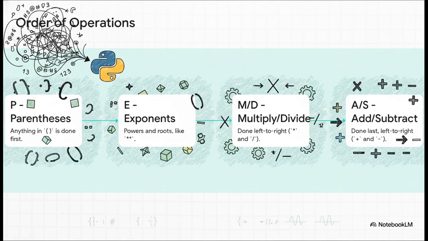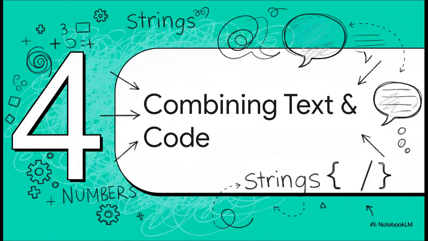But hold on. What happens when you've got a big, messy equation with all of these mixed together? How does Python know what to do first? Well, good news. It uses the exact same rule you probably learned back in math class. PEMDAS. It always does parentheses first, then exponents, then multiplication and division, and finally addition and subtraction. No surprises there.